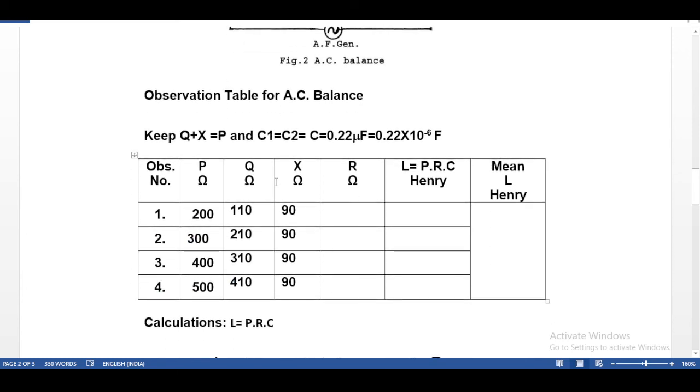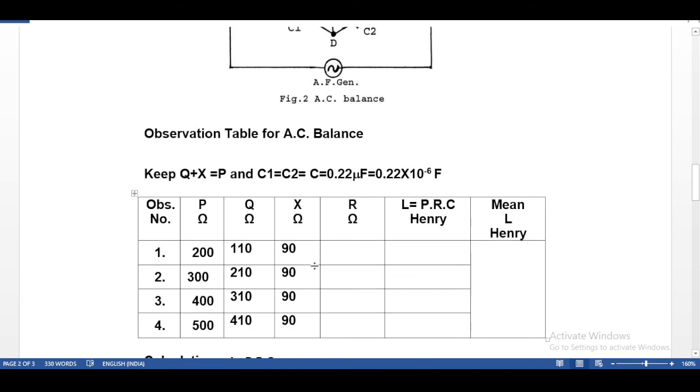Therefore, P, Q, X, next column is R, and we have to apply here the formula L is equal to PRC in order to calculate the inductance of an inductor coil in units of Henry. Now for the null detector on a CRO screen, we should vary both P and Q, keeping X equal to 90 and having the null detection on the CRO screen.